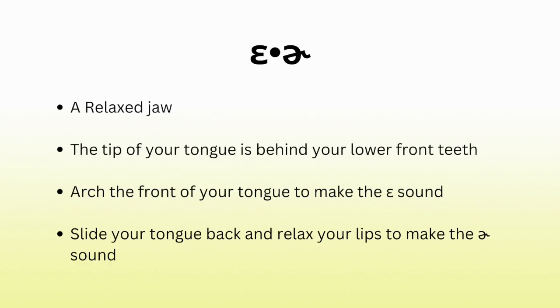Now, phonetically, air is a combination of the front vowel and the mid vowel. So the mechanical placement for the correct pronunciation of air is a relaxed lower jaw. The tip of your tongue is behind your lower front teeth. You arch the front of your tongue to make the eh sound, and slide your tongue back and relax your lips to make the uh sound. So that's the proper placement for the diphthong air. Now, let's just try it a few times. Air, air, air. So now let's say a few air words for practice.